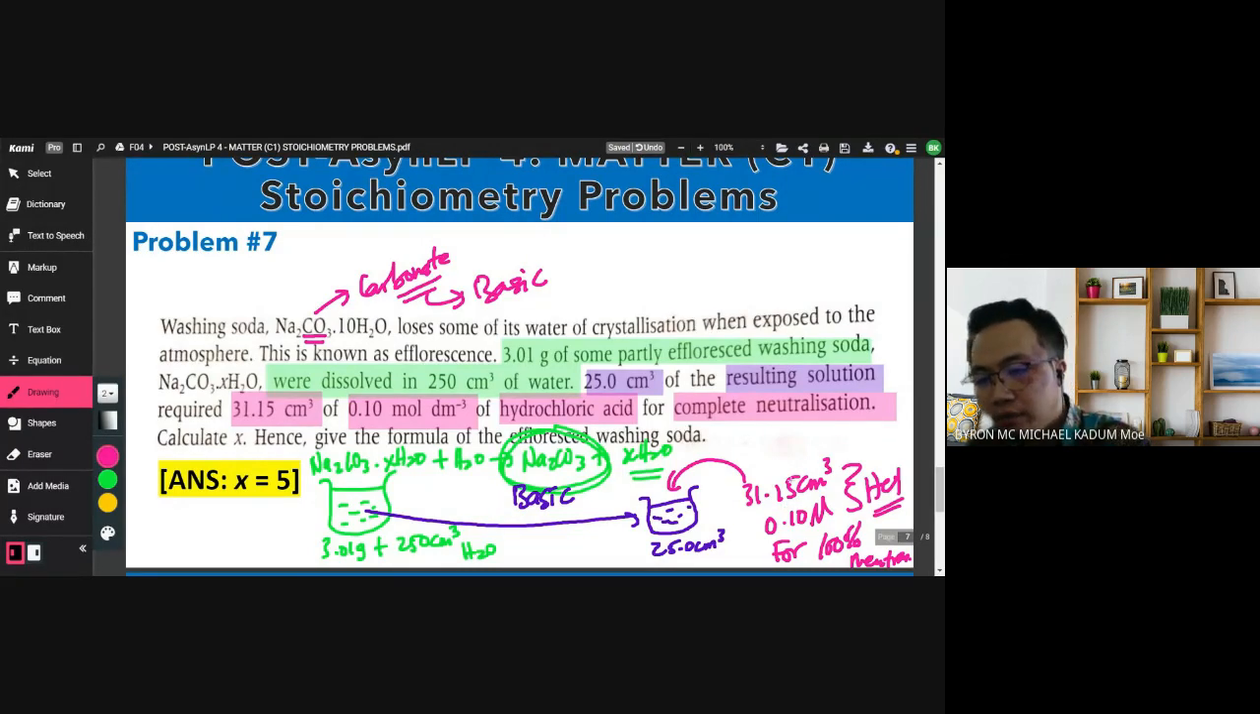Okay, from this information, if we can find how many moles of HCl, if we can find this, how many moles of HCl this is, we should be able to find out how many moles of Na2CO3 are in here. And therefore, when you find out the number of moles of Na2CO3, we would be able to find out the value of X later. Okay? That is the picture of the situation.